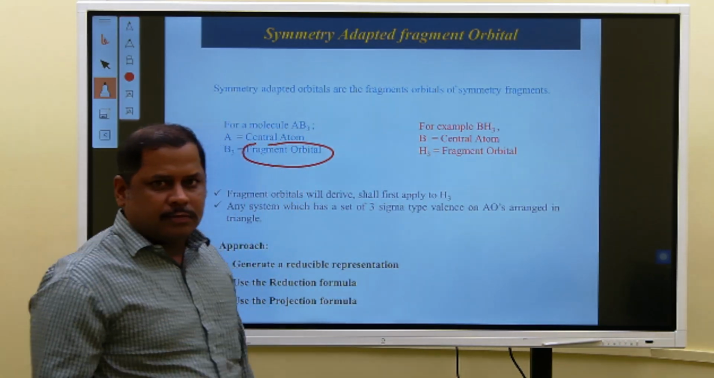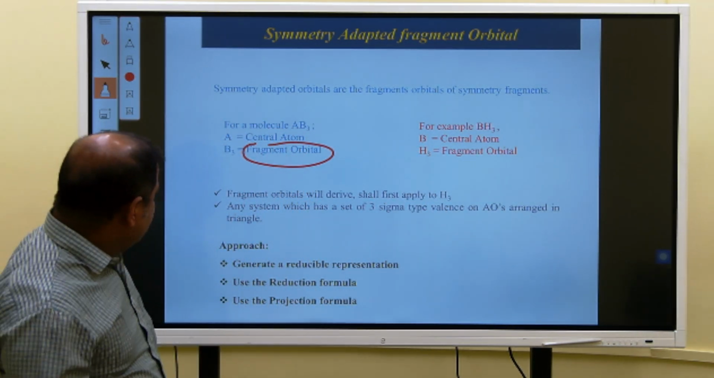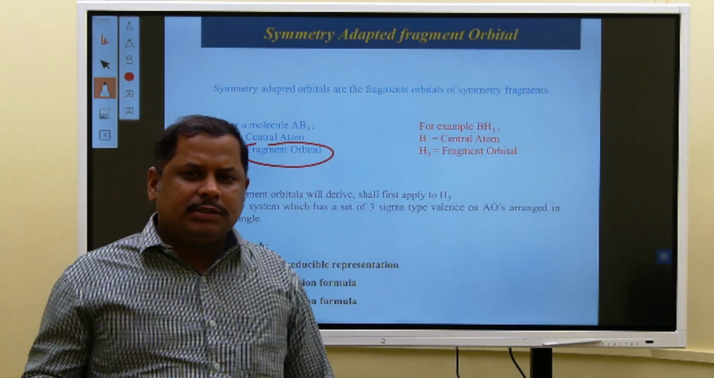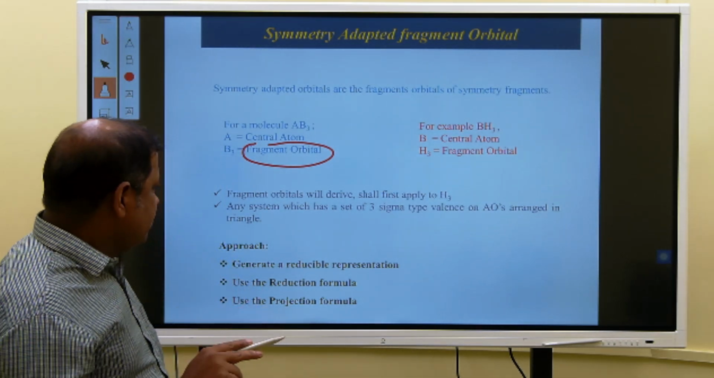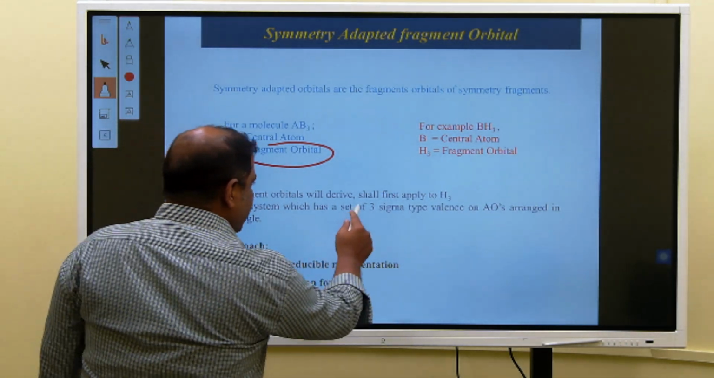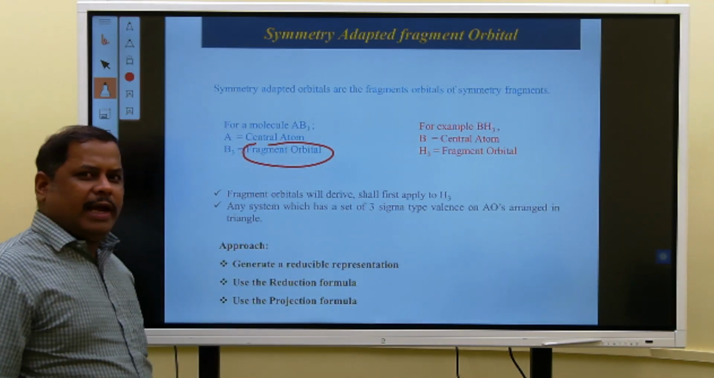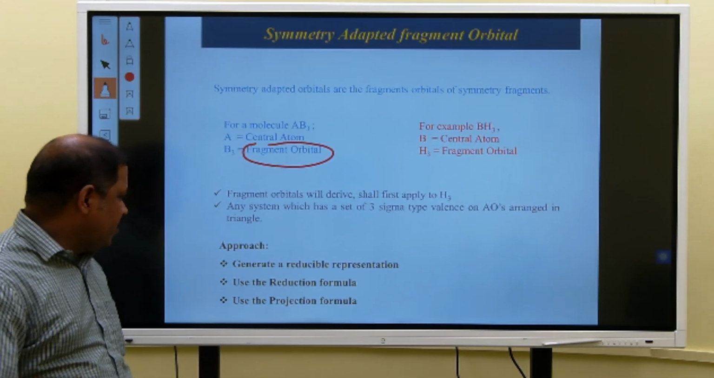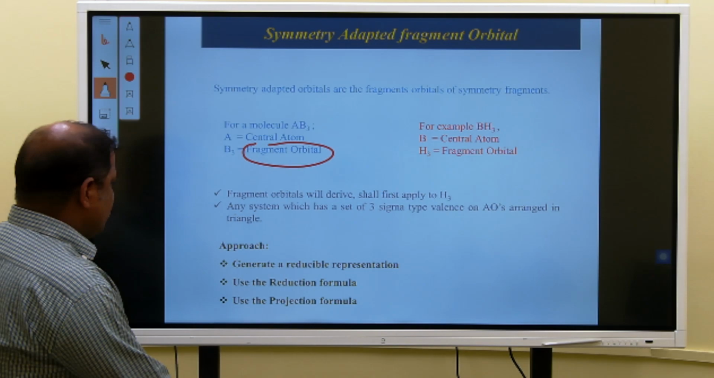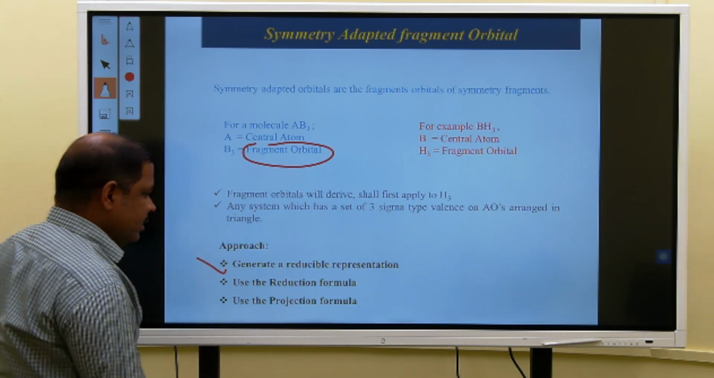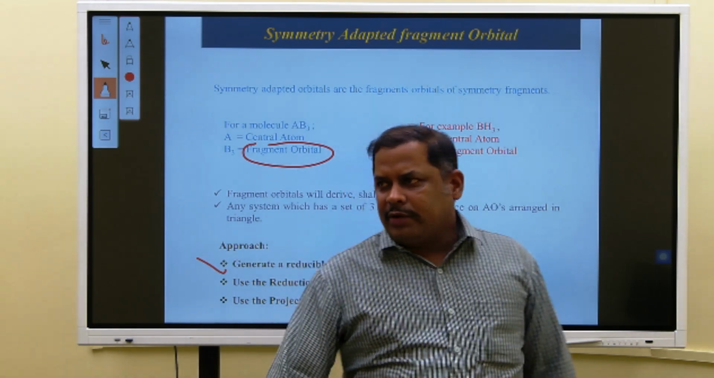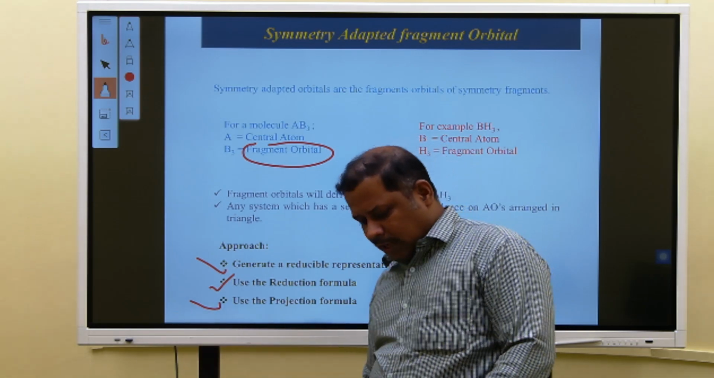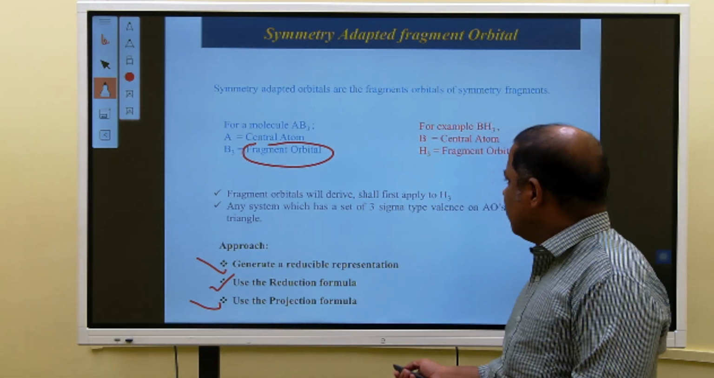central atom. Right? The next job is we have to find out the SALC equations for fragment orbitals, and in that way we have to derive first for H3 and then we have to set up the geometry. So the approach will be first to generate the reducible representation, then use the reduction formula and then use the projection formula. We will take it one by one.